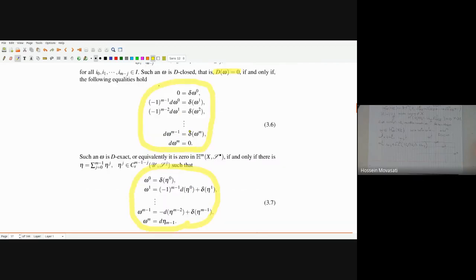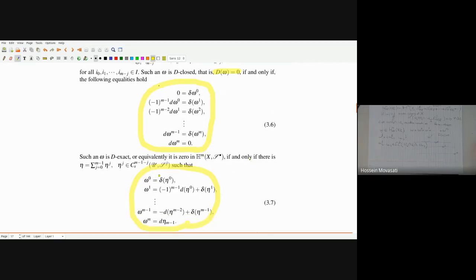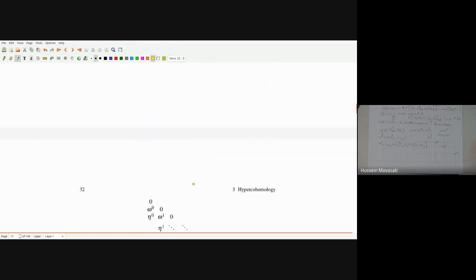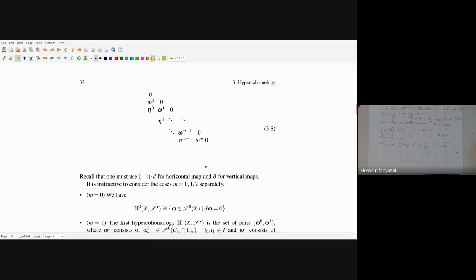But for the moment, let me just write down in the paper why we have this one. And of course, when omega is d exact, then it must be 0 in the de Rham cohomology. And to be 0 in the de Rham cohomology, it means the existence of all these eta j from 0 to n minus 1, such that this happens. So maybe let's, okay, maybe actually I can do it here.